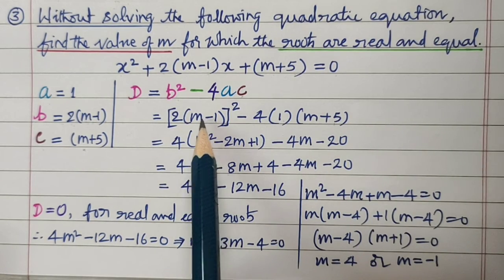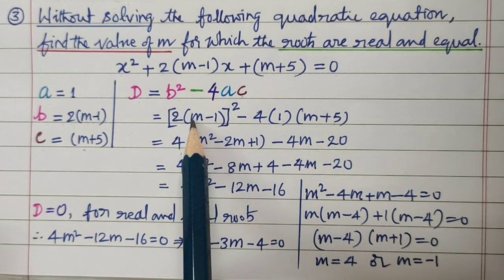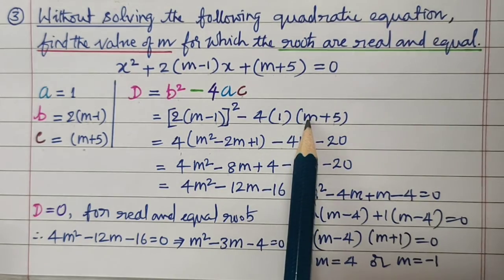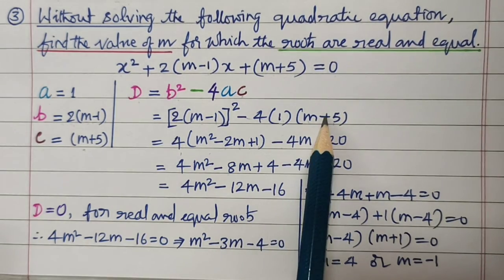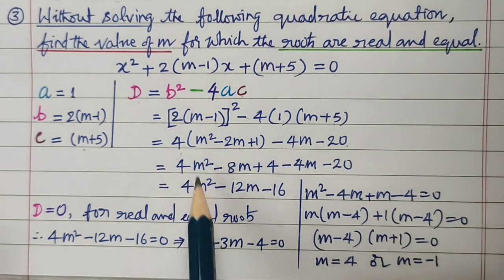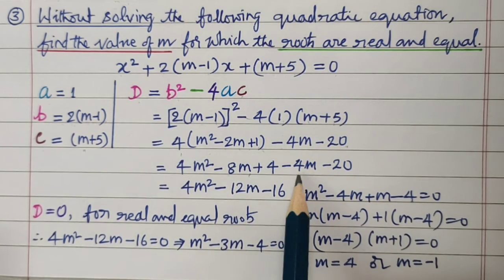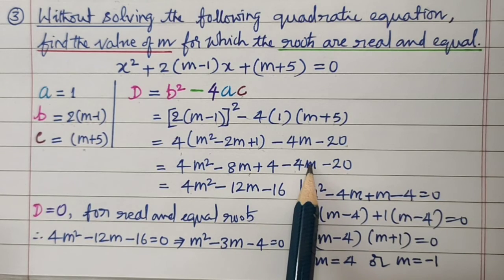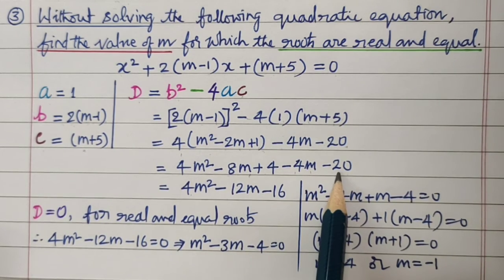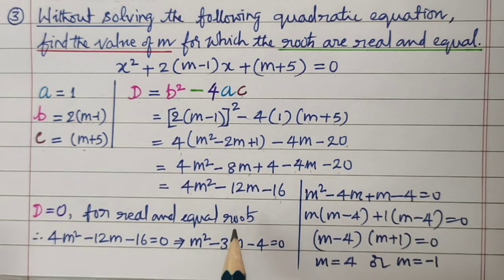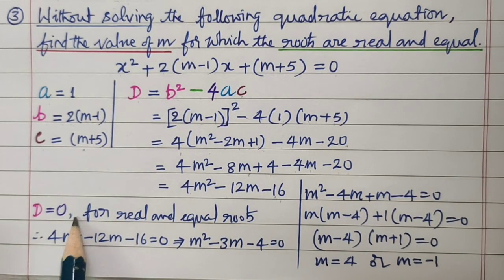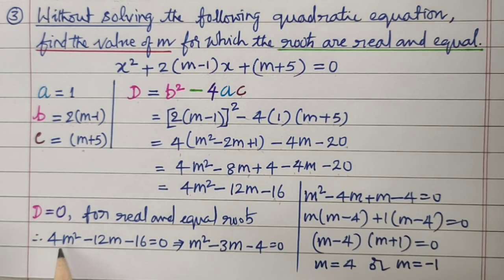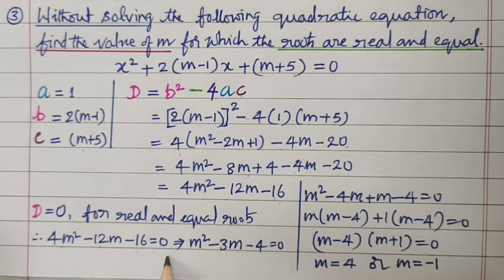First expand this: 2 2s are 4, you keep it here, and (m minus 1) whole square is m square minus 2m plus 1, minus 4 into (m plus 5), which gives minus 4m minus 20. Then 4m square, 4 2s are 8m, minus 4m, so 8m minus 4m and then minus 20 plus 4, which gives 4m square minus 12m minus 16. So D is equal to 0 for real and equal roots. Equate this to 0. Therefore 4m square minus 12m minus 16 is equal to 0.